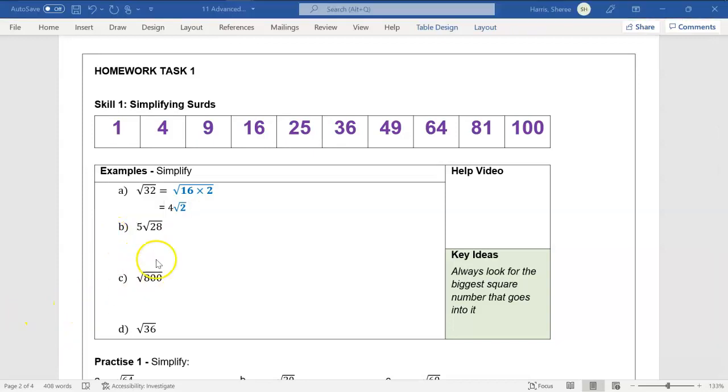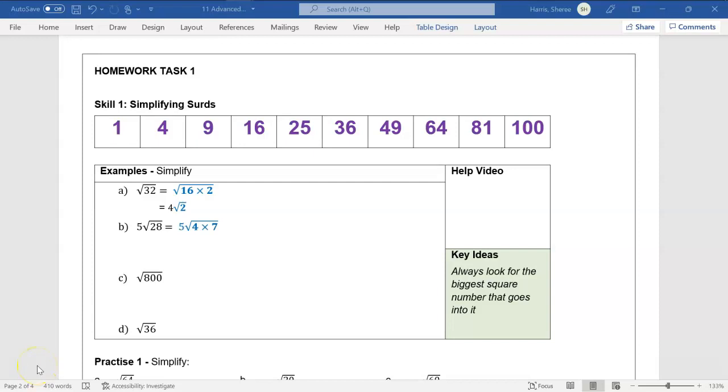Now the next example is fairly similar, except we have a coefficient, a number out the front, 5. So we start by ignoring that number and we just look at the surd and we try and find the biggest square number that goes into 28. And this time it will be 4. So we're going to rewrite 28 as 4 times 7 and leave the 5 at the front.